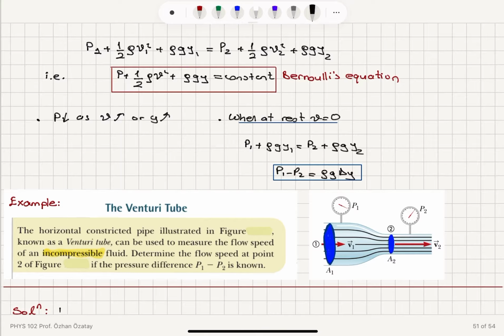So therefore we have P2 minus P1 known, and we have the cross-sectional areas A1 and A2 known. So what is the flow speed at point 2? V2, that is our question.